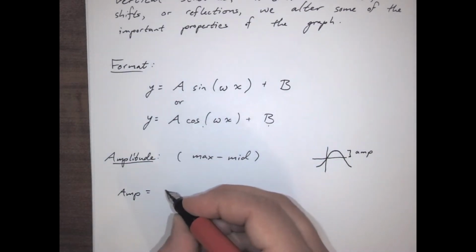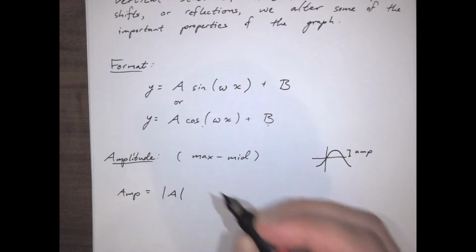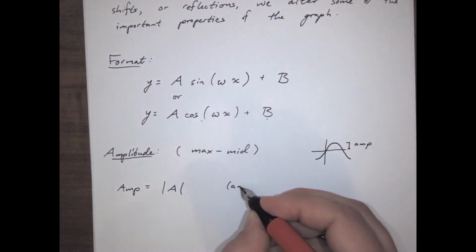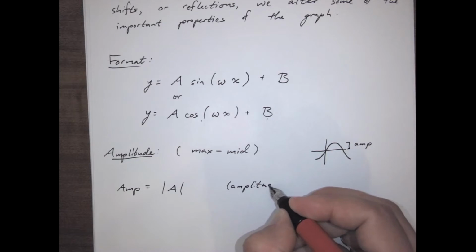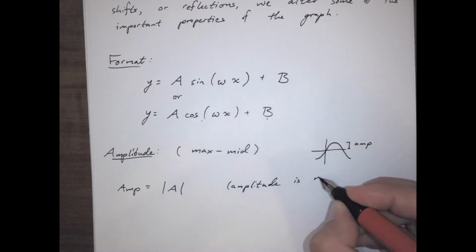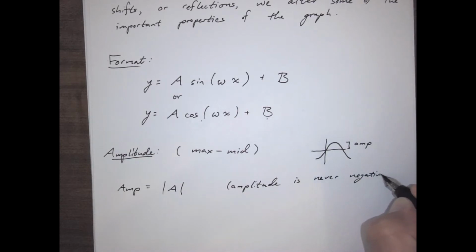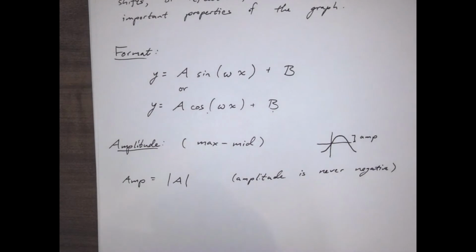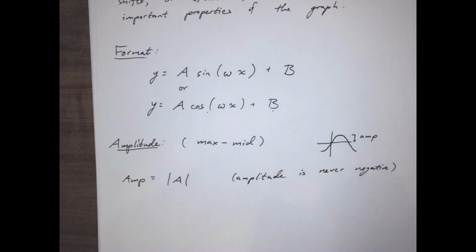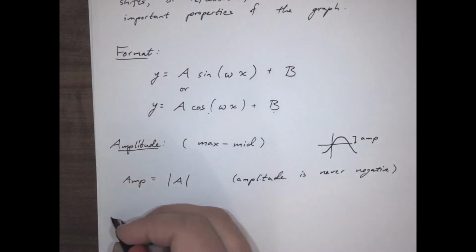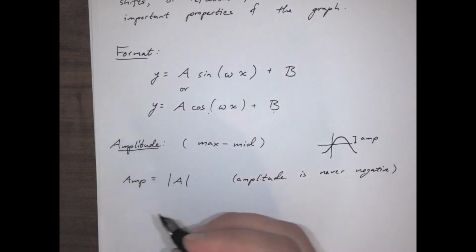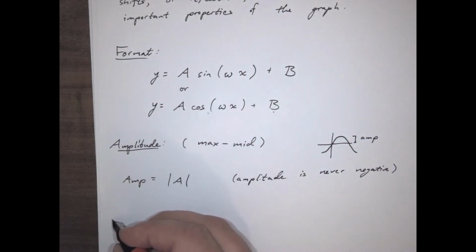So the amplitude is equal to the absolute value of A. So amplitude is never negative. Whatever the coefficient is in front of the trigonometric function, its absolute value, in other words, without any negative signs, would be the amplitude, and that determines how widely the graph swings. So the amplitude is this. Now the period.